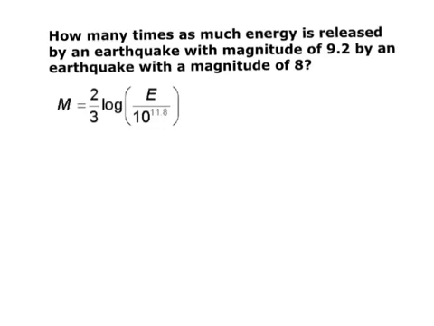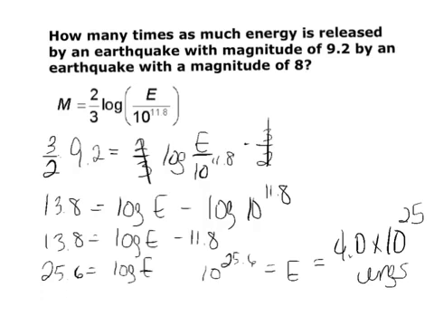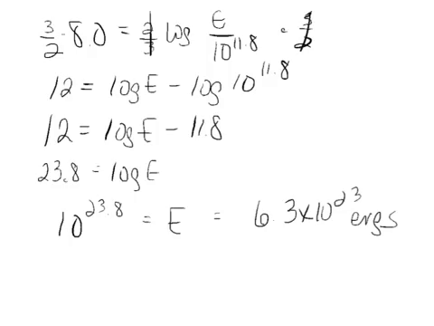Okay, why don't you guys try this one? How many times as much energy is released by an earthquake with magnitude 9.2 than an earthquake with magnitude 8? I'm going to push pause. You guys can crunch all the numbers and give us the final answer. The energy released by the 9.2 earthquake was 4.0 times 10 to the 25th. The 8.0 magnitude earthquake gives us an energy release of 6.3 times 10 to the 23rd. Go ahead and look through the work, and on the next slide we're going to do that division.